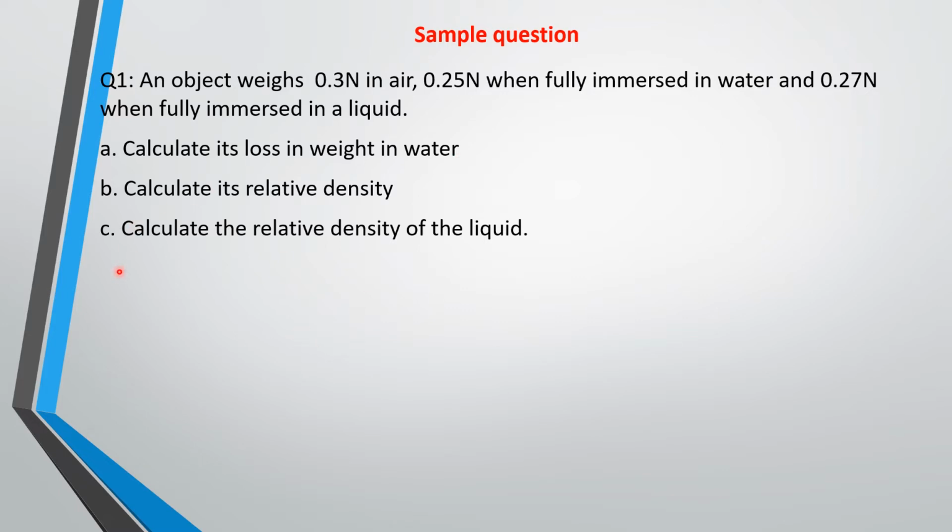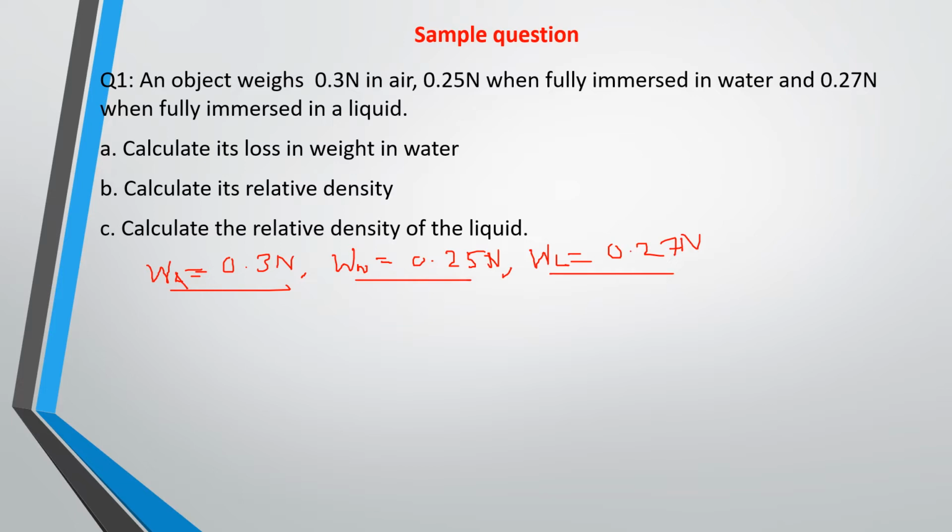So for you to solve this problem, first of all, you take down the information that you are given. Okay, so you are given that weight in air, which I'm going to represent as WA, is equal to 0.3 Newton. Then you are given that weight in water, I will use W, is 0.25 Newton. And then weight in liquid, I'll put WL, is equal to 0.27 Newton. So this is the information that is given to you.